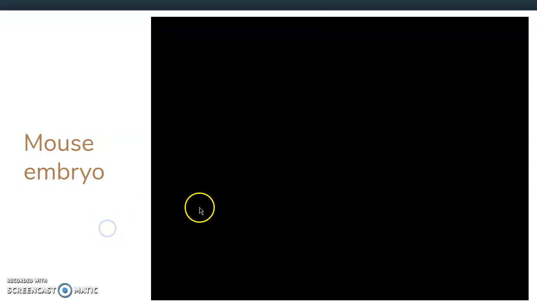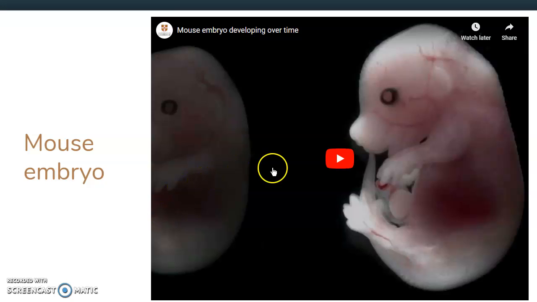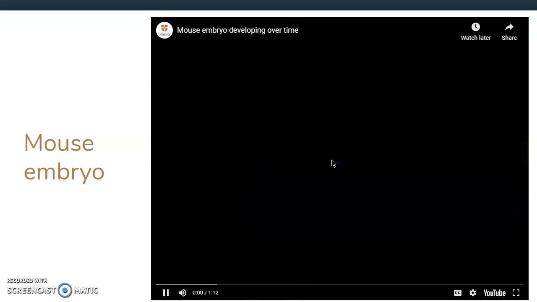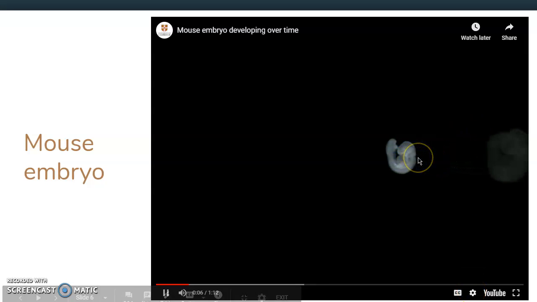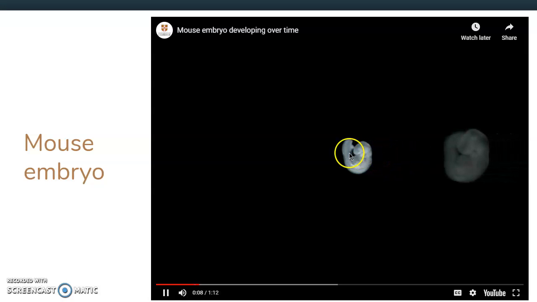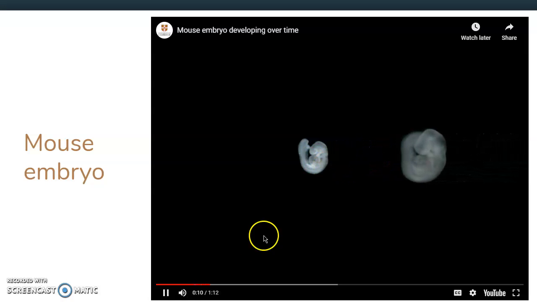So that's our fish. Now we have a mouse. Fish and mice look very different, we can agree. Oh, this one even has the music. This is a little bit later in the development. We can still see it's all curled up.